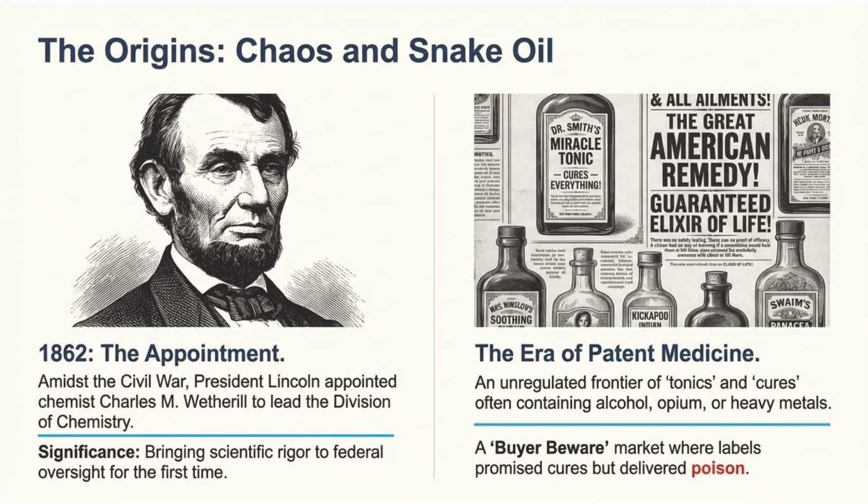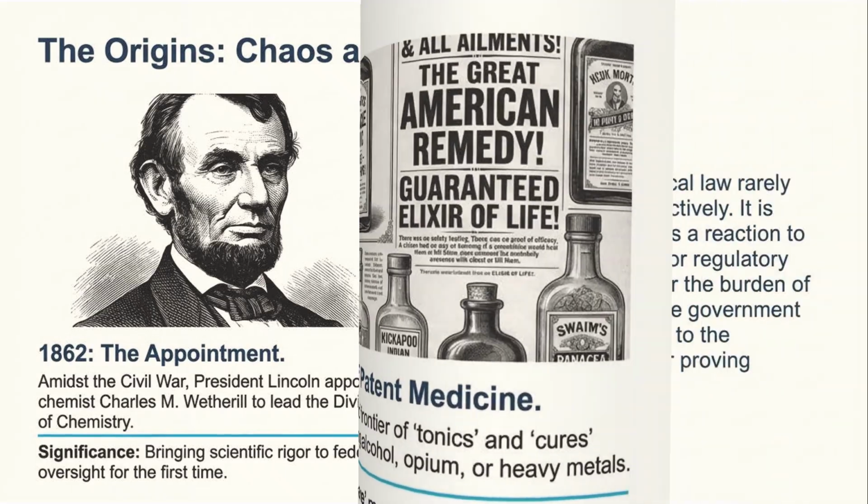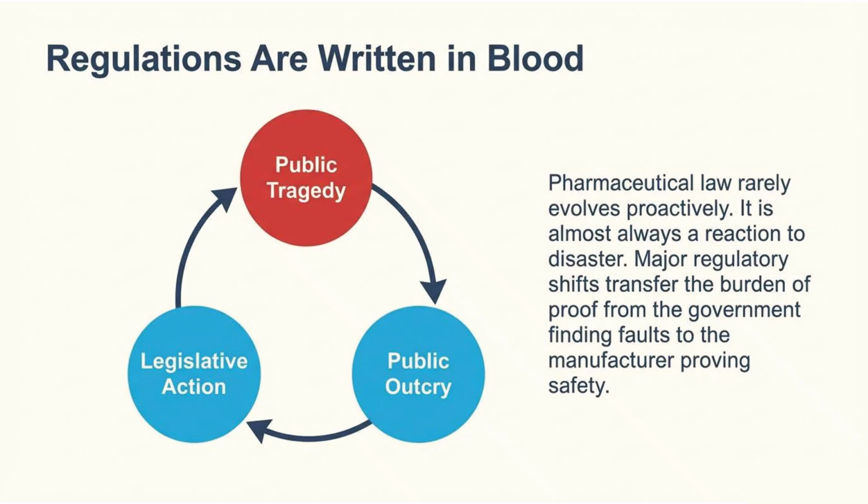In the early days, medicine had little oversight. Products were marketed as miracle cures, often containing dangerous chemicals. The appointment of a federal chemist in 1862 was the first step towards scientific oversight, but the era was defined by risk and misinformation. Pharmaceutical regulations rarely change without reason.